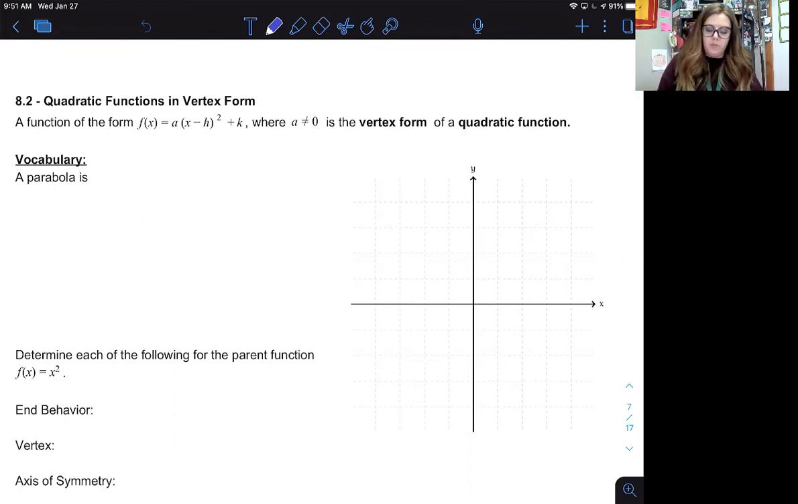So f of x equals a times the quantity x minus h squared plus k, where a does not equal 0, and that is called our vertex form. The shape of our graph is a parabola. A parabola is the shape of a quadratic function.